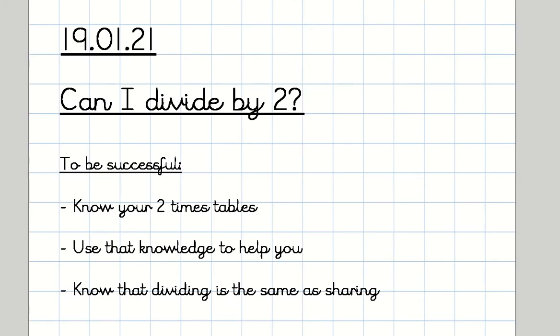So we're answering the question, can I divide by 2 today? And to be successful in doing this, we need to know our 2 times tables, we need to use that knowledge to help us, and we need to know that dividing is the same as sharing.